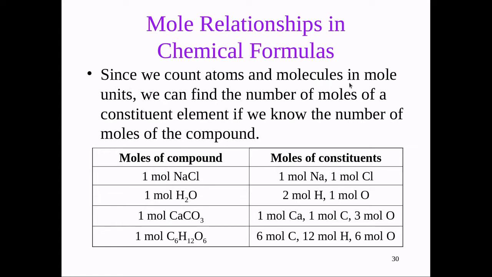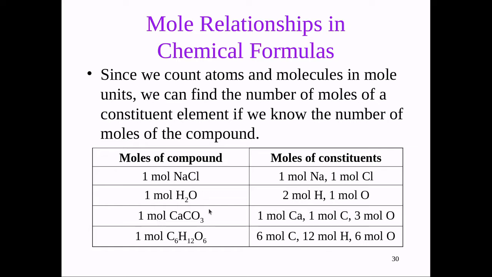Since we count atoms and molecules in mole units, it makes sense that we're going to want to find the number of moles of the constituent elements if we know the moles of the compound. Because we're going to be calculating the number of moles of everything, because that is our gateway between atoms and mass, this is our useful unit, it makes sense that we're going to want to figure out the moles of the constituents. So if there's 1 sodium and 1 chlorine, for instance, in NaCl, 1 mole of NaCl is going to contain 1 mole of sodium and 1 mole of chlorine.